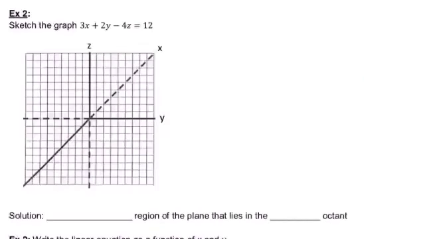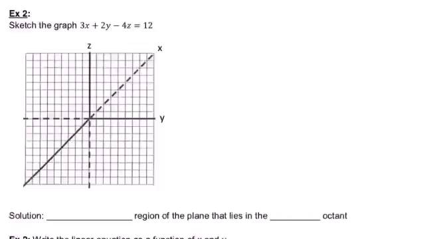So we looked at plotting points in 3 dimensions. Next, we are going to look at writing or graphing lines in 3 dimensions. This is the equation for a line. Notice we have 3 dimensions or 3 variables, x, y, and z.